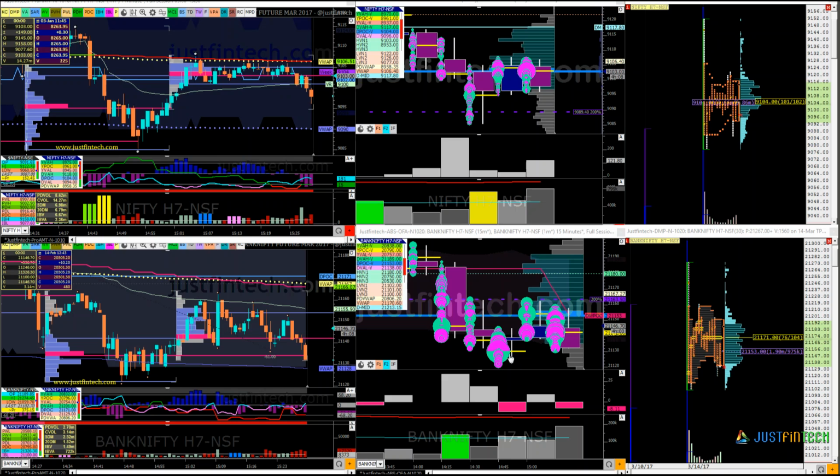So the open was at 9091.65 in the spot, and the close is at 9087. So a negative bar with a gap up.